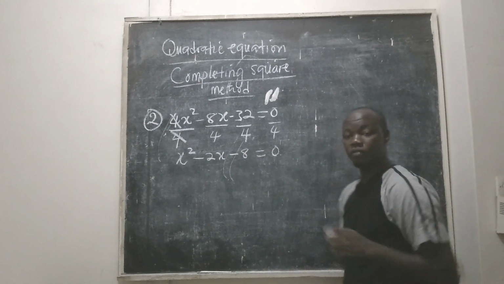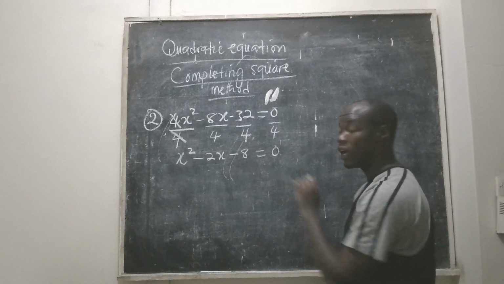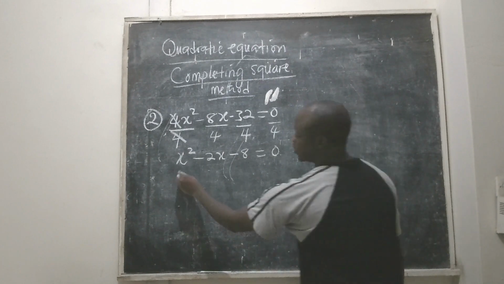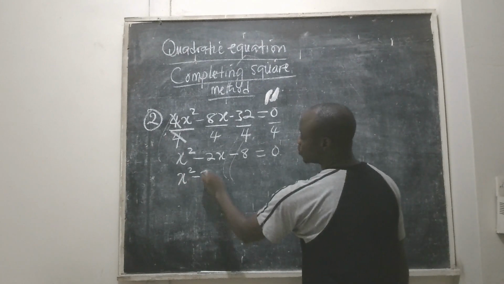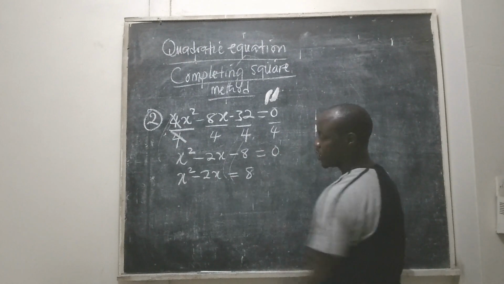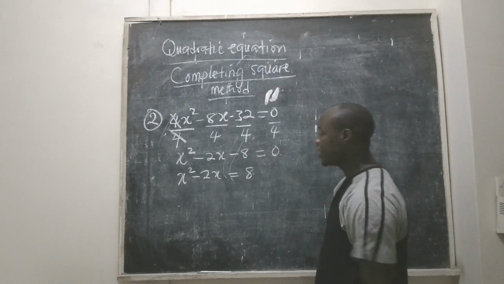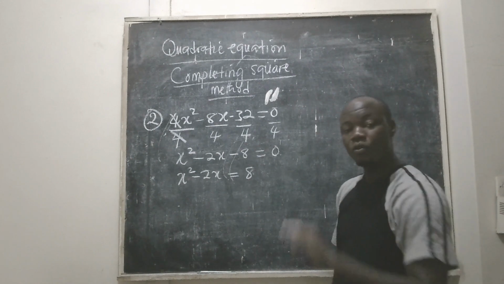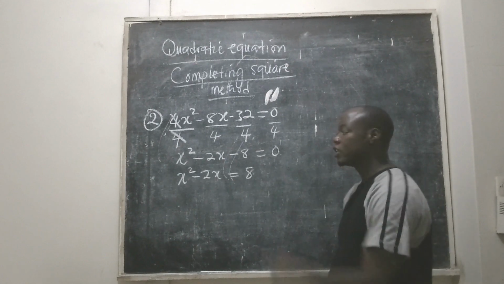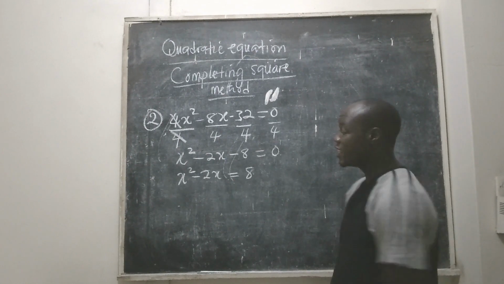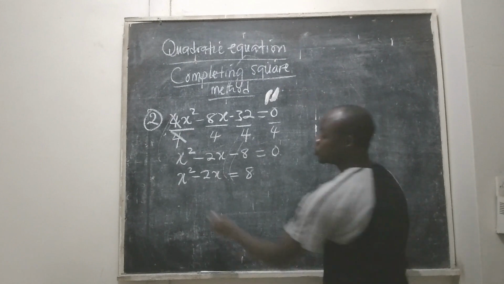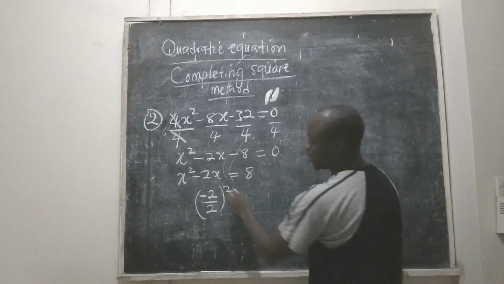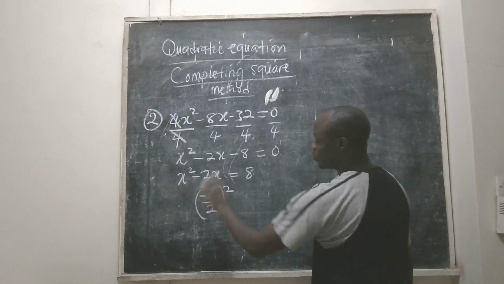Remember from the previous example, whenever we have something like this, we have to transfer the constant to the other side. So we now have x squared minus 2x equal to 8. What is the next thing? We take the coefficient of x, divide it by 2, and then square it. The coefficient of x in this equation is minus 2. So we divide it by 2 and then square it. This is what we are going to add to both sides of the equation.